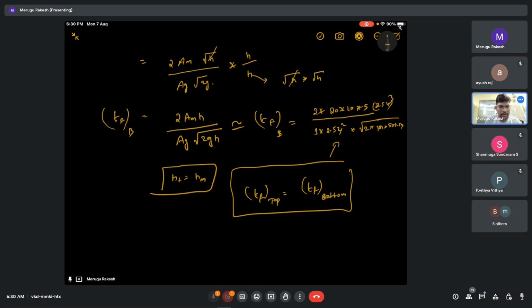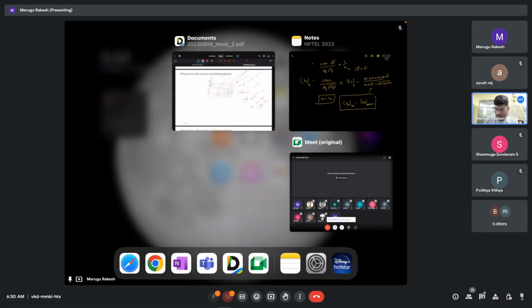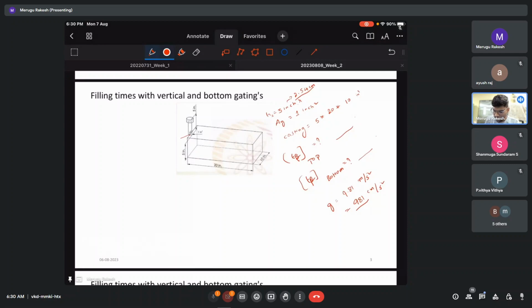I hope it is clear. Any doubts? Okay, so let's move on. Let us go to the presentation. If at all the height of the screw is equal to the height of the mold, in this case the filling time of top is equal to the filling time of bottom. Just remember this. It may be useful while solving some questions as well. Okay, let us move.